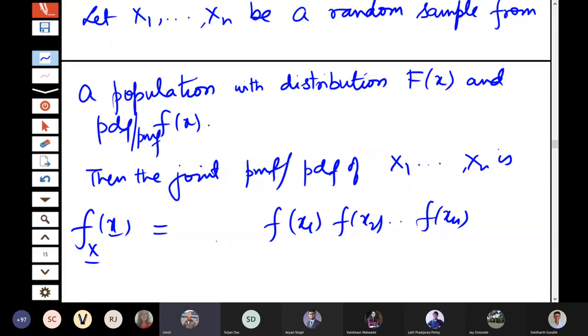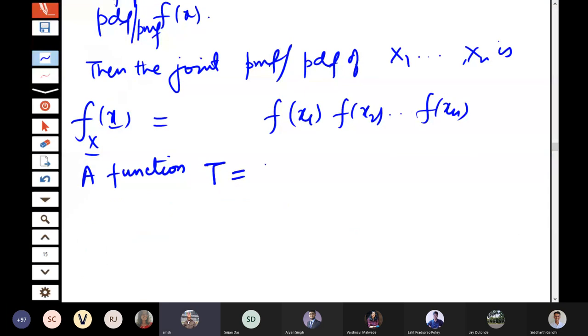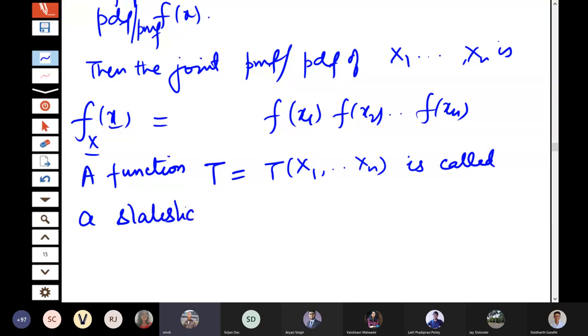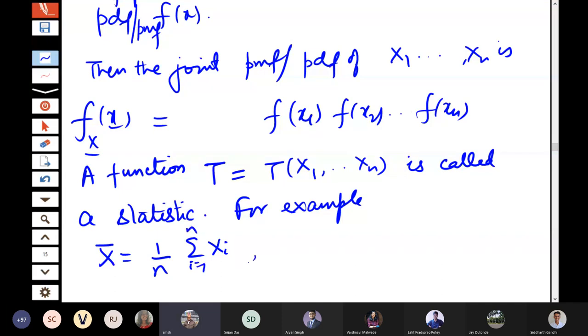A function t, that is t of x1, x2, xn, is called a statistic. For example, x bar, that is 1 by n sigma xi. You can have xm, that is the median of x1, x2, xn.